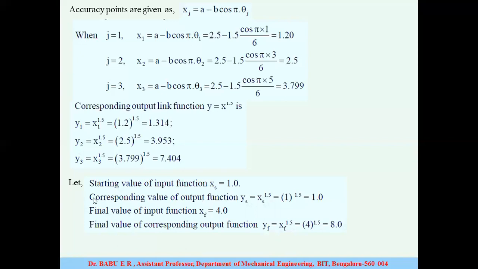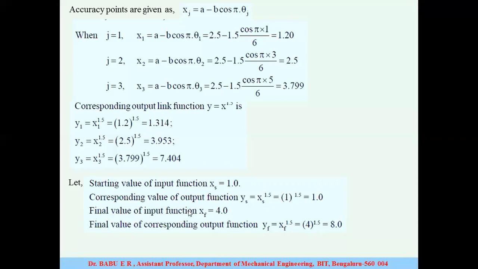Now let the starting value of the input function, which I will represent as xs, equal 1. This is given in the problem: the value of x varies from 1 to 4, that is 1 less than or equal to x less than or equal to 4. So I will take that 1 as the starting value of the input function, xs equals 1.0. Similarly, the final value of the input function, xf, equals 4.0. This I will take as the starting value and this as the final value.